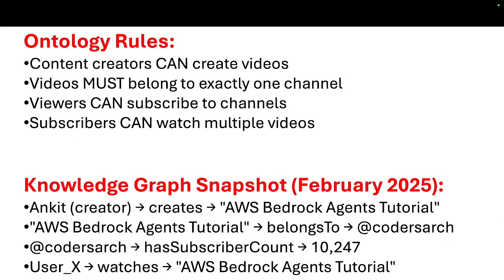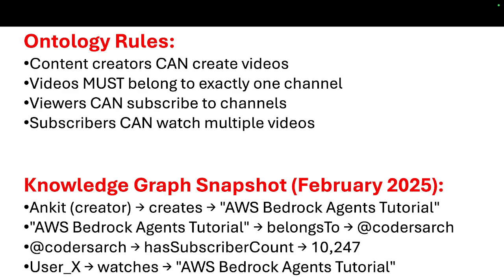Now that you understand the structure of an OWL file and ontology, let me explain what a knowledge graph is. A knowledge graph is nothing but a current snapshot of the way ontology rules are applied to a current data set. For example, I'm showing you some ontology rules of a YouTube content creator. The rules are: content creators can create videos, videos must belong to exactly one channel, viewers can subscribe to channels, and subscribers can watch multiple videos.